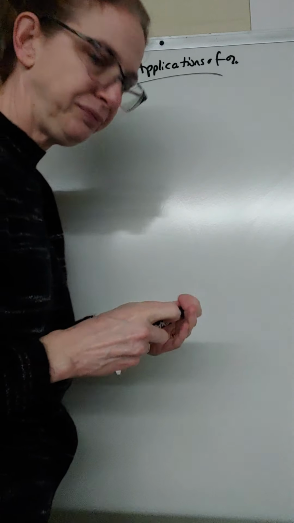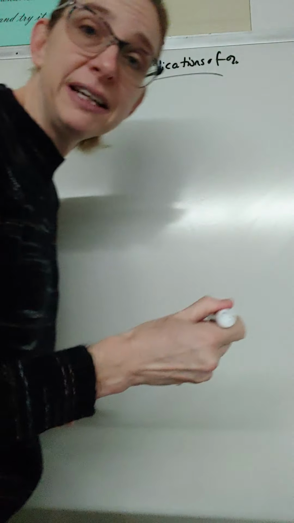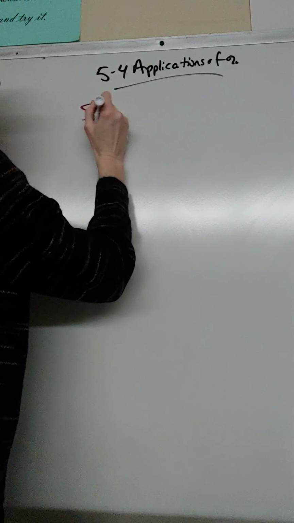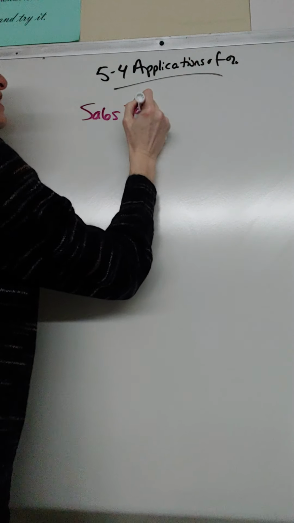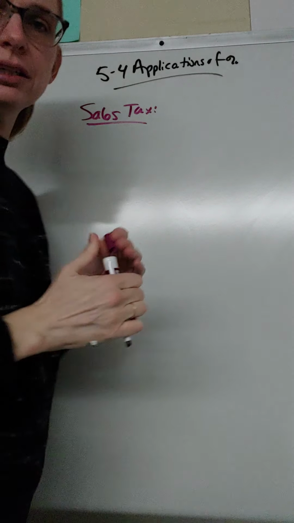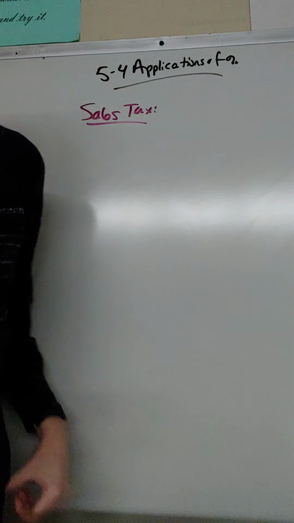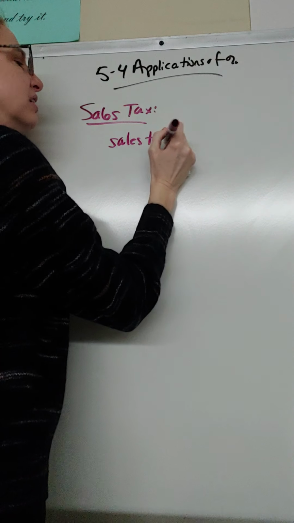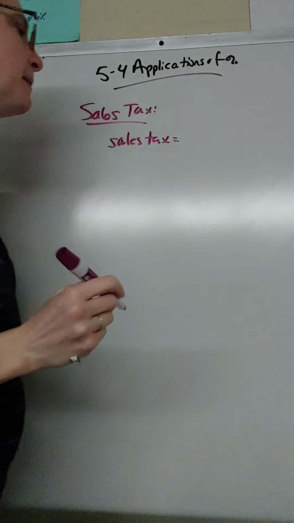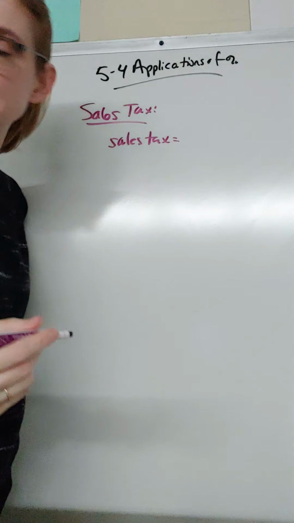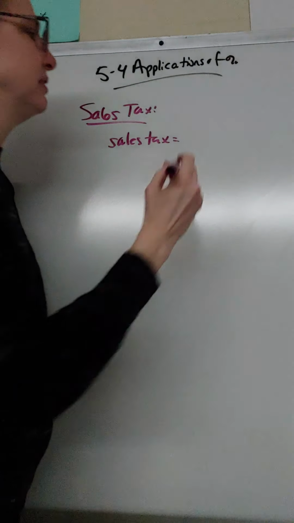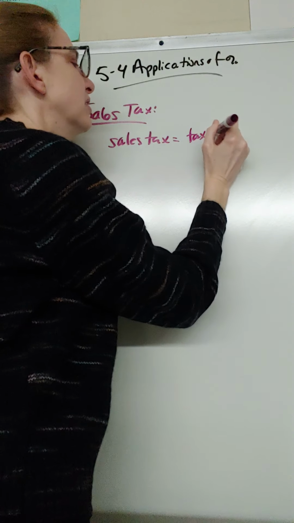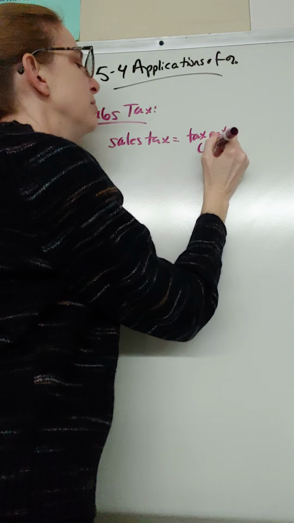So the first one we're going to do in a color is how to find sales tax. Write sales tax in your color. How we do that is this formula, which we're also going to write in the color. The amount that I'm going to pay in sales tax is going to be the tax rate, which is going to be your percent.